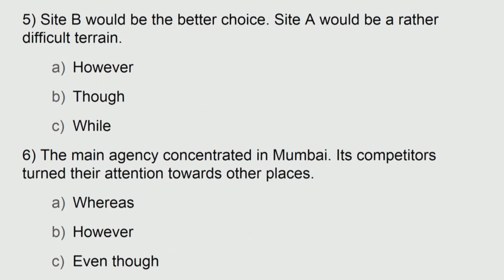5, site B would be the better choice. Site A would be a rather difficult terrain. A, however, B, though, C, while. 6, the main agency concentrated in Mumbai. Its competitors turn their attention towards other places. A, whereas, B, however, C, even though.